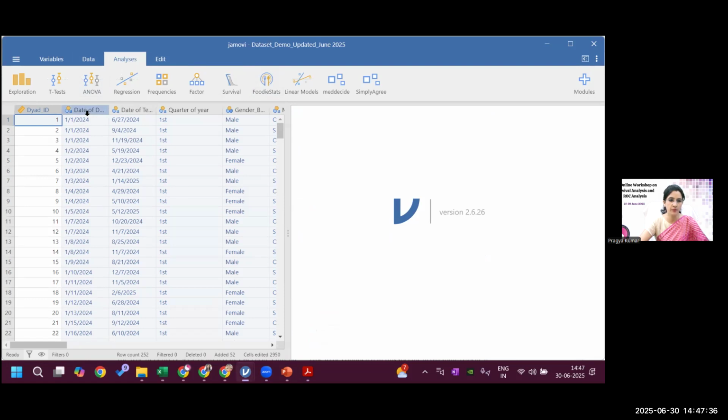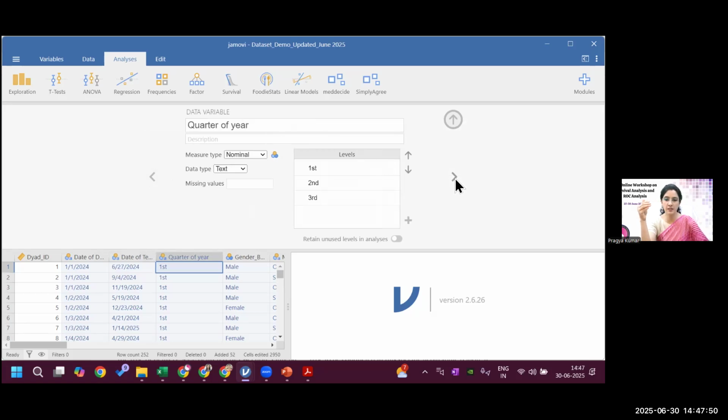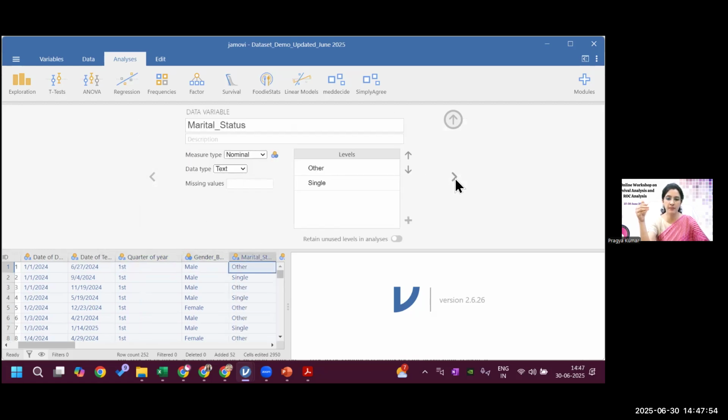Starting from the date. This is the date of delivery. Then this is the date of termination of breastfeeding, because we assume that's the follow-up time. This is the quarter of the year; we have divided all these children into 3 quarters. This is the gender of the baby, male and female.